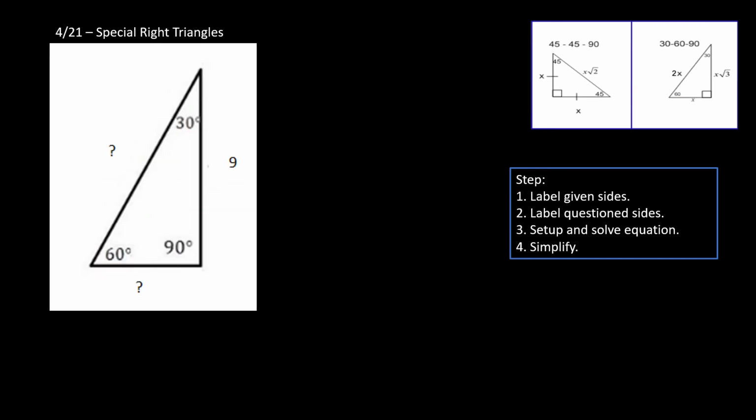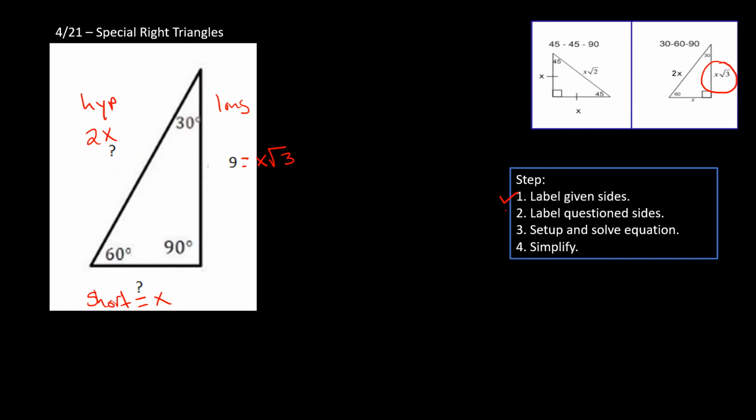Let's go ahead and do another one. On this problem here, when we're labeling, we know that our short is something that we don't have. So our short side here is x. Our long here is 9, well, we know that this 9 has to be set up equal to x square root of 3. And our hypotenuse is going to be 2x.